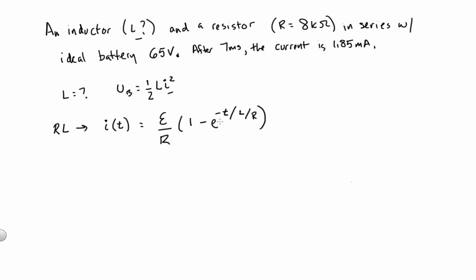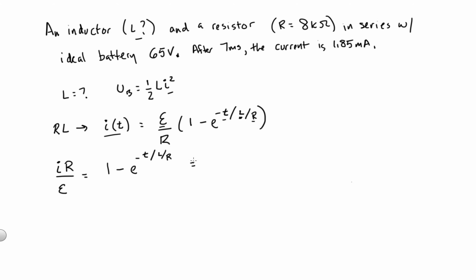All right, so we need to solve this for L, our unknown. We know t, we know R, and we know our voltage from the battery and our resistance. And we also know our current at some time t. So we're going to do this symbolically. So let's begin. We can do I times R over our voltage is equal to 1 minus e to the minus t over L divided by R. And we're going to try and get this exponential term by itself.